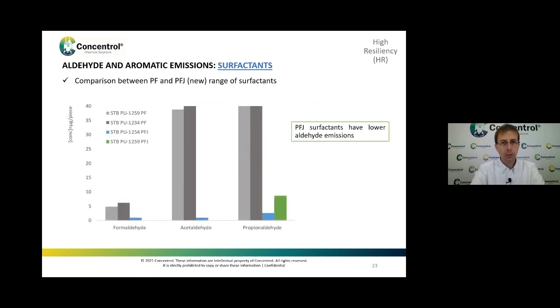So in blue and green, the values of the emissions in a graphical representation, we should note that STBPU 1234 is a recommended surfactant for MDI. STBPU 1254 is a recommended surfactant for MDI and TDI, and STBPU 1259 is a good surfactant for TDI.